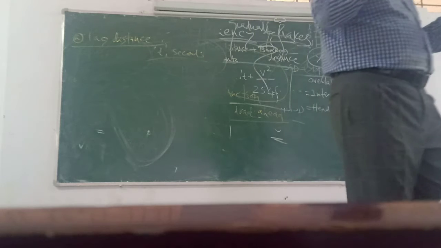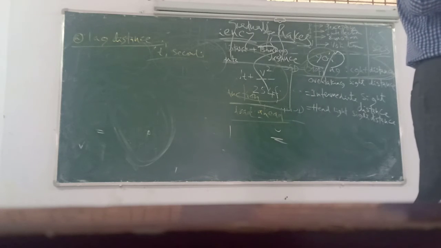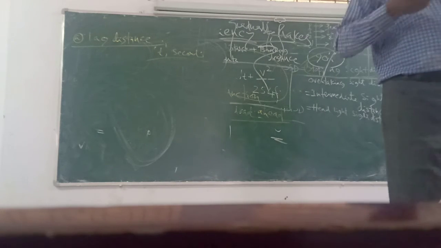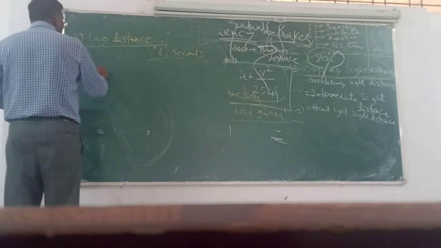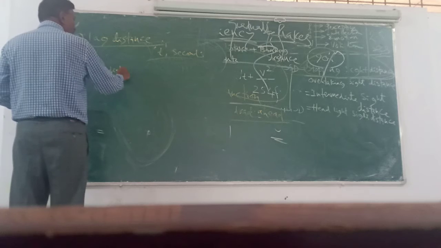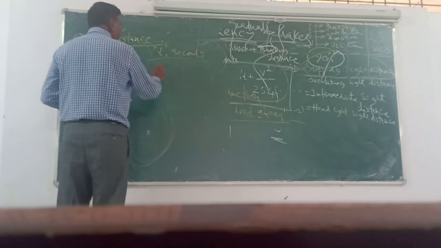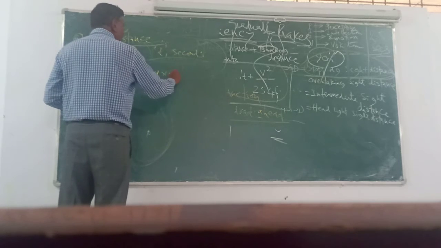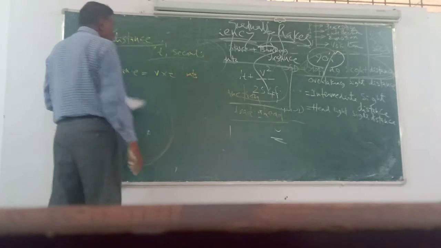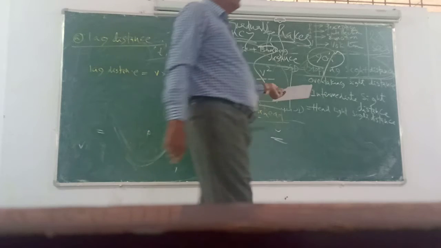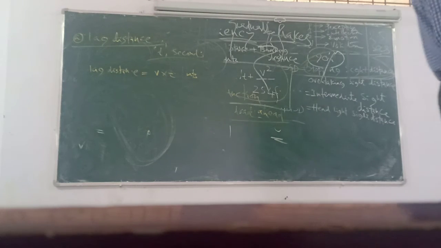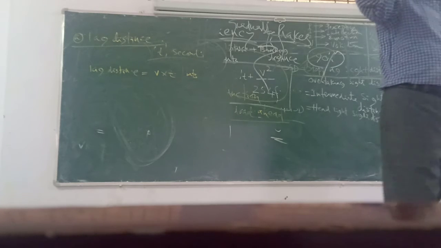The vehicle may be assumed to move forward. Now the lag distance, look very carefully. The lag distance is equal to small v into small t, of course in meters. Distance equals speed into time, not velocity into time.